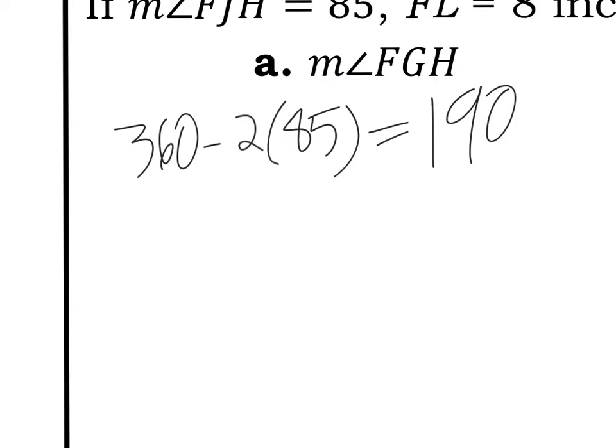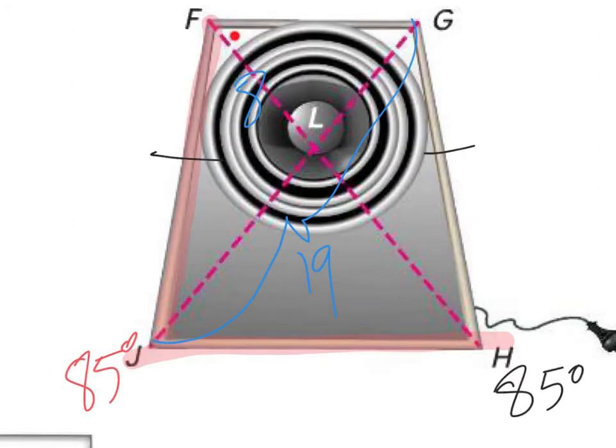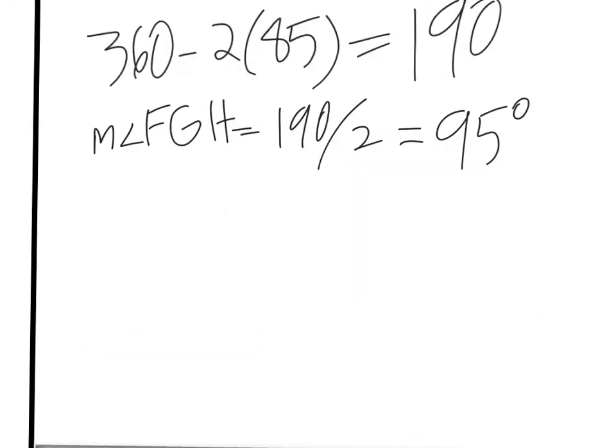And so if I'm doing 360 minus 170, I'm going to get 190 for my total. Now 190 represents the sum of these two angles there. And we know that base angles are congruent in an isosceles trapezoid. So since I have two congruent angles, I'll just chop 190 in half, and that will give me angle FGH. And that'll get me 95 degrees.